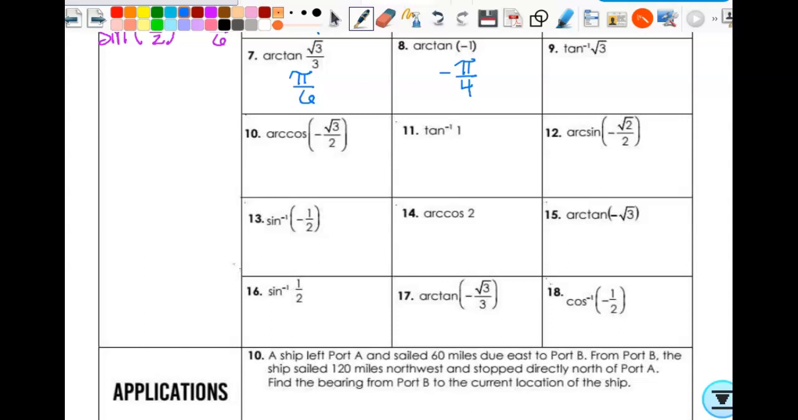Tangent inverse of the square root of 3. What angle would that be? Pi thirds. Because the tangent of pi thirds is the square root of 3.